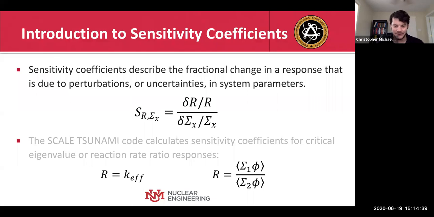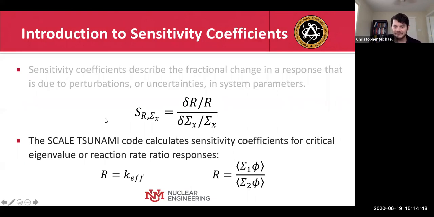In general, we can compute sensitivities for eigenvalues, so R is equal to k-effective, and also for ratios of reaction rates, so sigma 1 phi over sigma 2 phi, right? You can make sigma 2 equal to 1, and then your response all of a sudden is a multi-group cross section. You can do all sorts of cool reactor physics studies now that you know the uncertainty in your multi-group cross section. But the idea is that we propagate uncertainty in input parameters, primarily nuclear data, into the responses that we're trying to calculate with our Monte Carlo code.